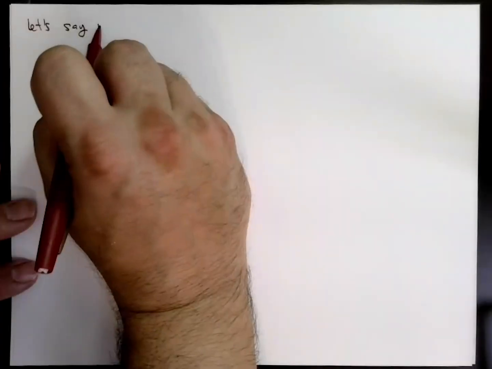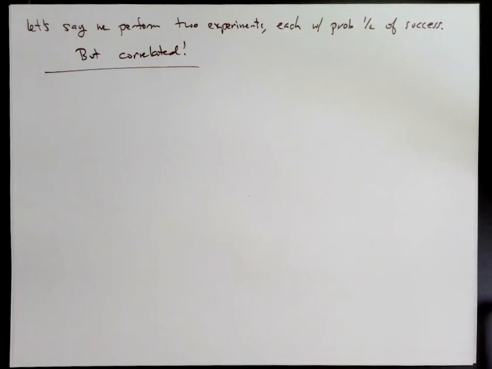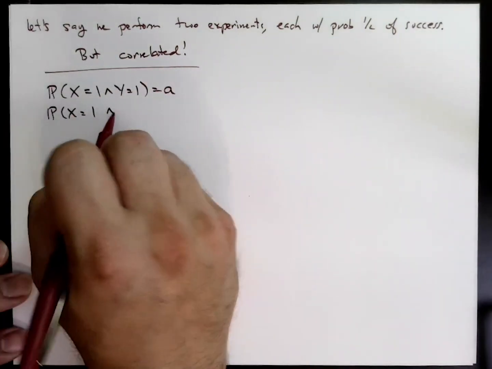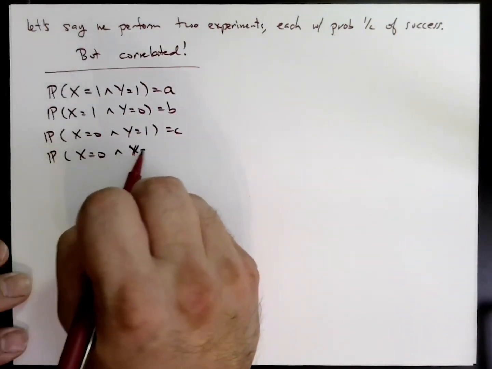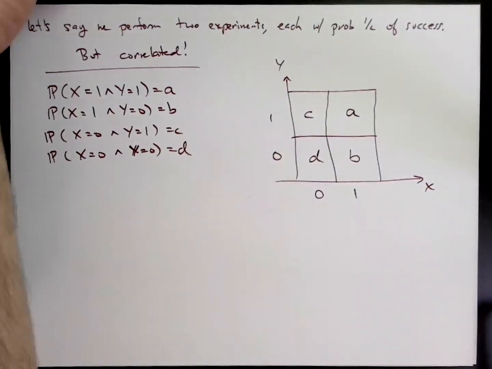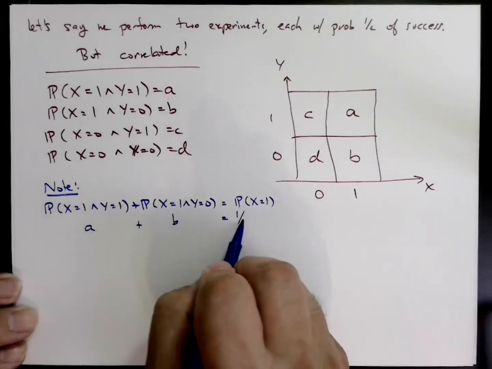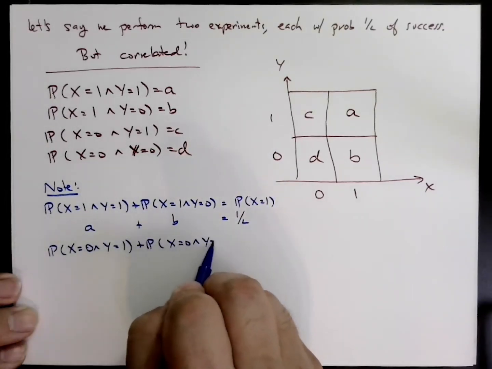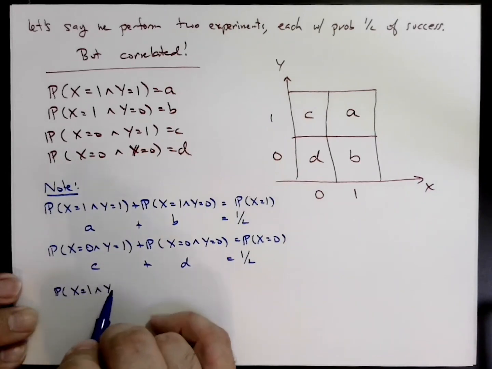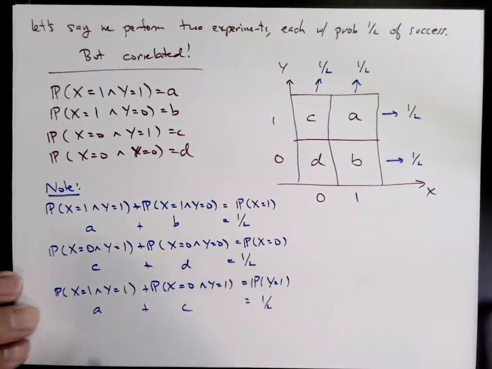Let's consider a more general case. Let's say we perform two experiments. Each has a probability 1/2 of success, but they may be correlated and not independent. So for example, x and y can both be 0 or 1. We can see that there's basically 4 probabilities that we could have. The probability that x equals 1 and y equals 1 equals A, the probability that x equals 1 and y equals 0 is B, and so forth and so on.